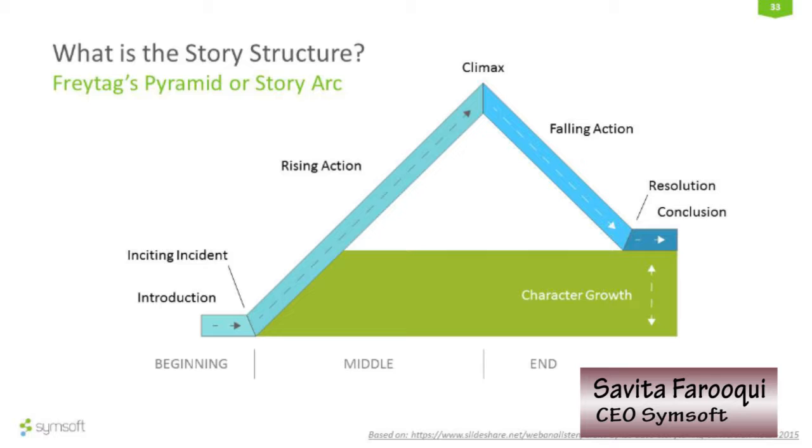This is the famous Freytag's pyramid or story arc. For every story, there is some background information, there is some introduction, and then in the story, there is something that happens, something that changes the world of our hero or hero of the story. And then there is rising action, there is climax, and finally there is falling action, and there is some resolution, right? And as the story grows, the character grows in the story.